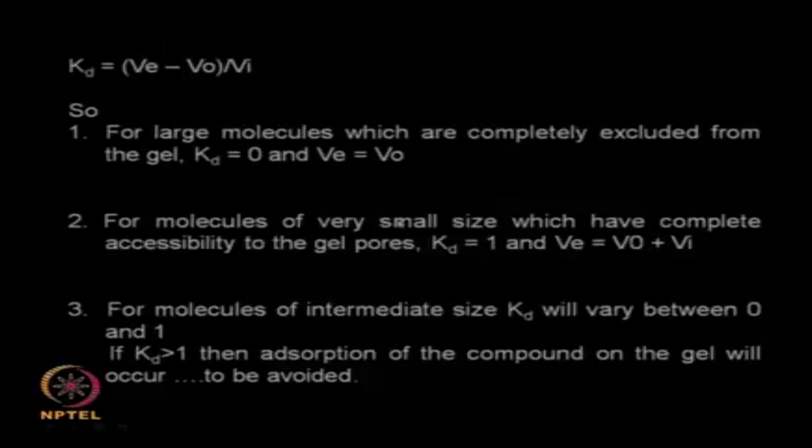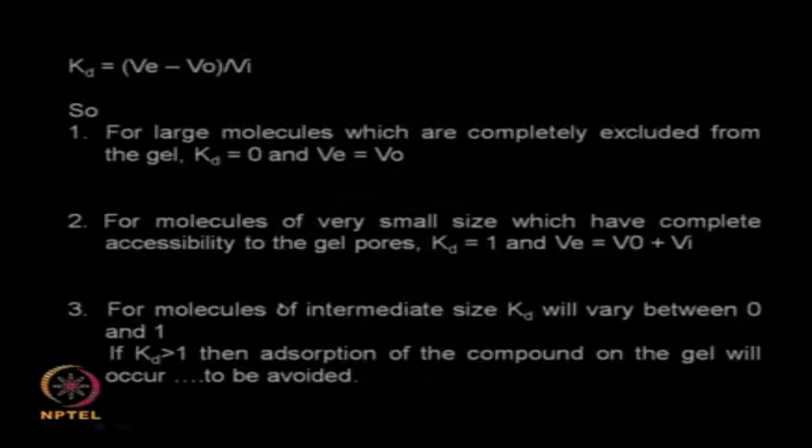Now if you have very small molecules then Kd is equal to 1. In that case we have Ve equal to V naught plus Vi. Now V naught is nothing but the interstitial space and Vi is your pore. So this is the total volume occupied by the continuous phase solvent.